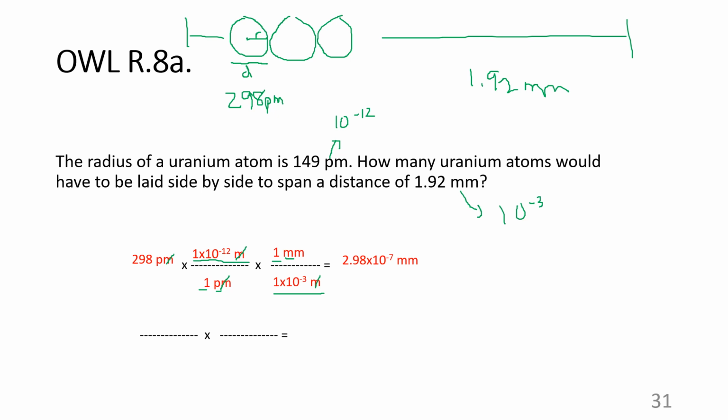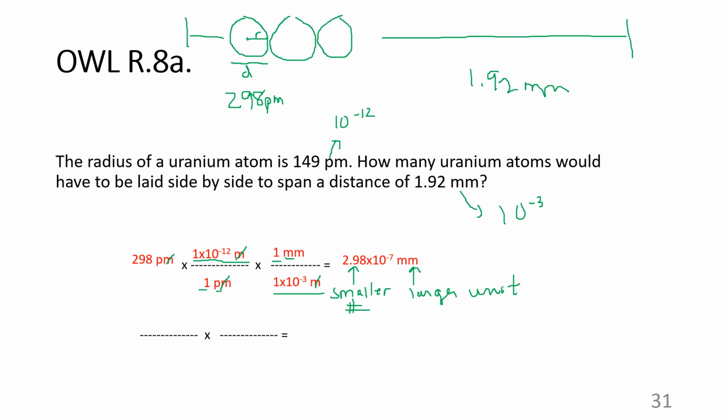Does that number make sense? Well, my unit got larger. Milli is larger than pico. If the unit got larger, what should the number do? It should get smaller in order to be equivalent. So did my number get smaller? Yes, it did. It went from 298 to 2.98 times 10 to the negative 7. So since the unit got larger, the number got smaller, so that does make sense.